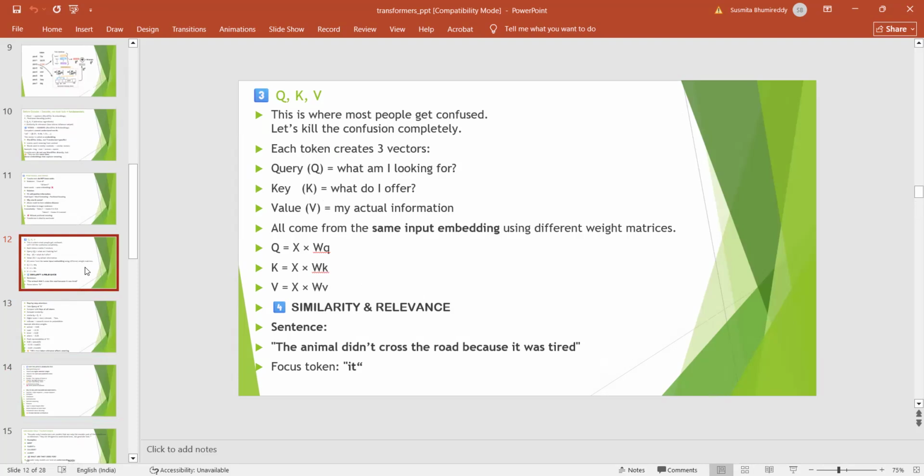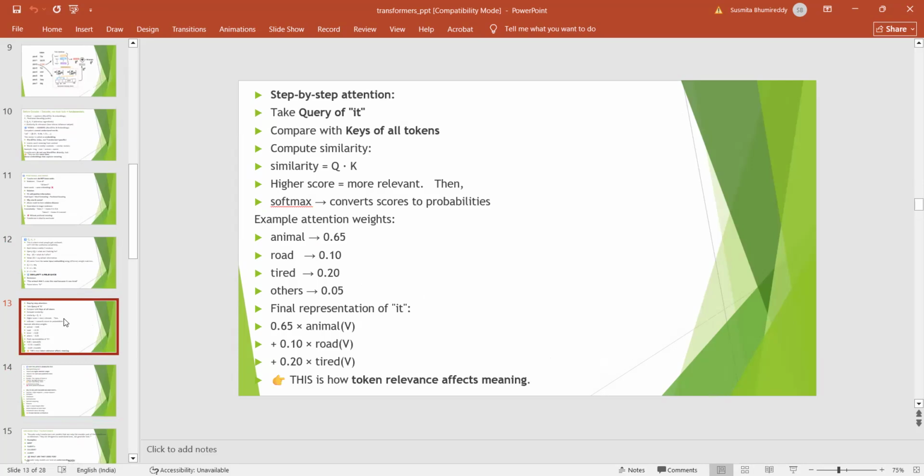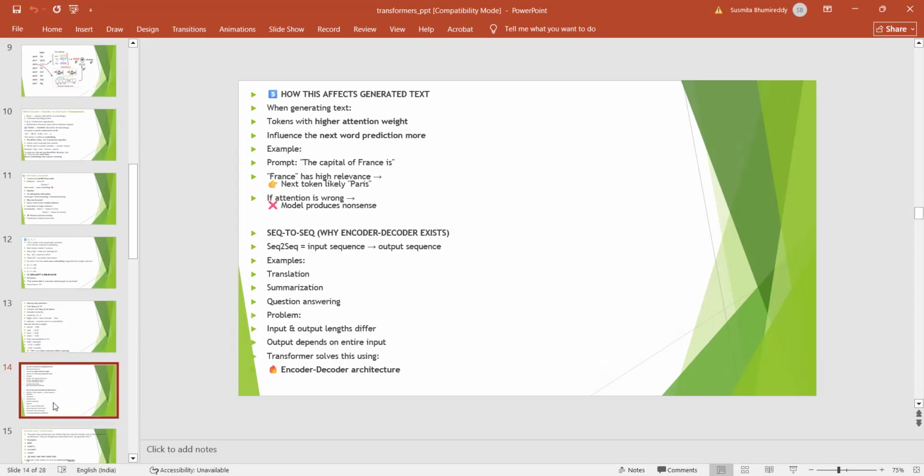In simple terms, to know the similarity and relevance, we need to compare the query with all the keys, and do the dot product to find the relevance score. We need to convert that score into probabilities to find the attention weights, and then multiply those attention weights with the values we have. Then we'll get the relevant answer.